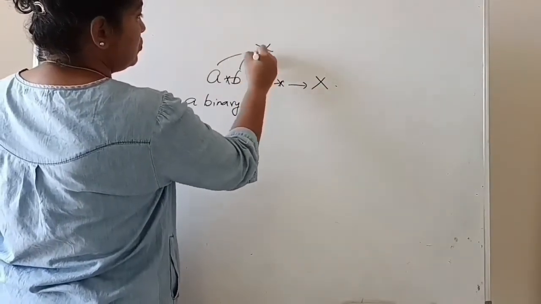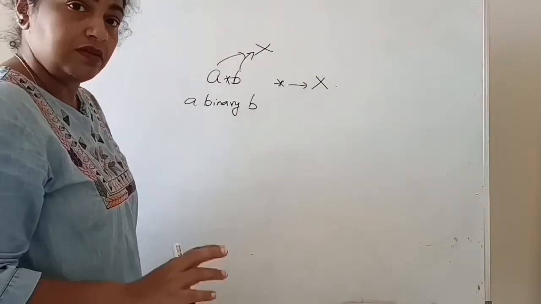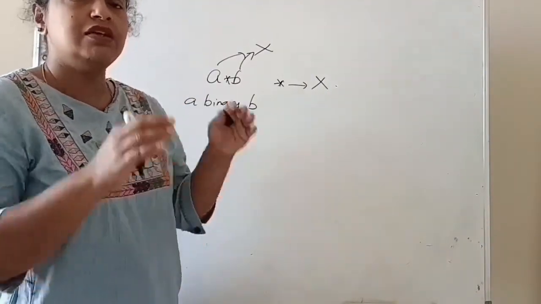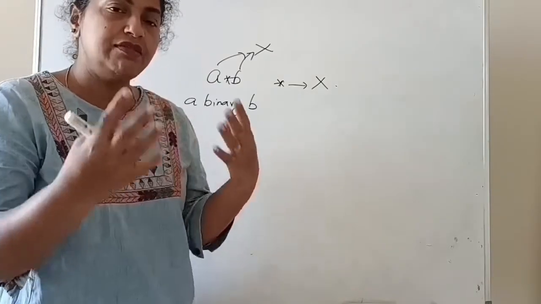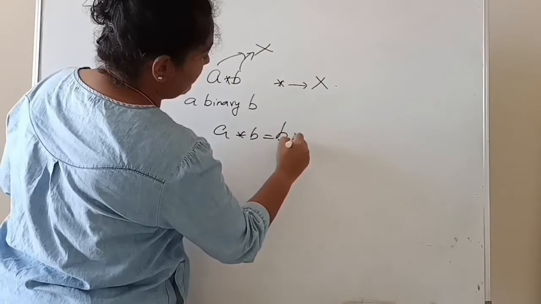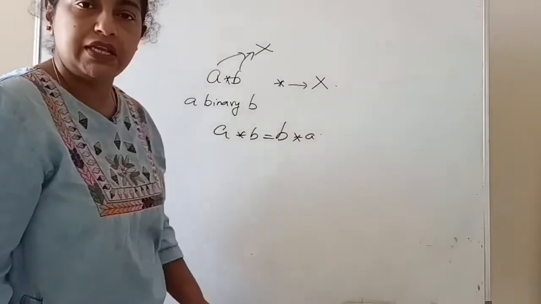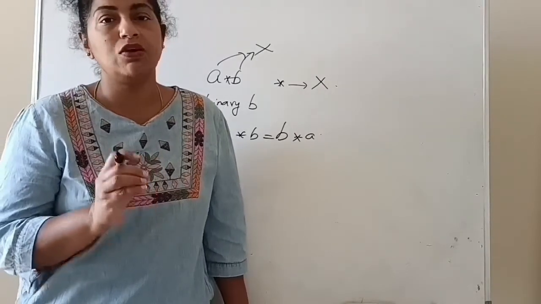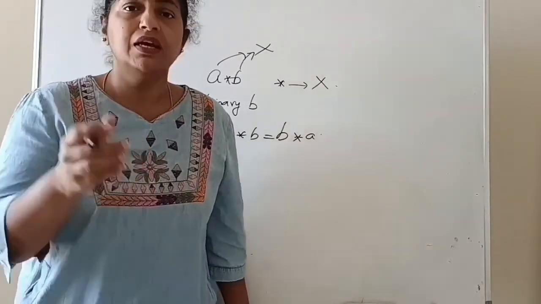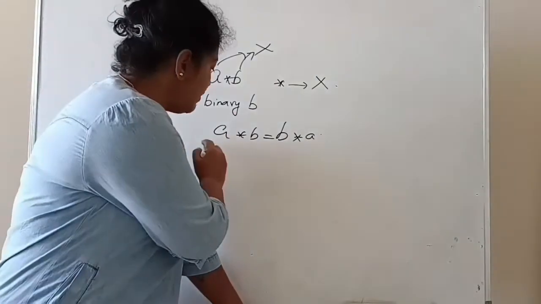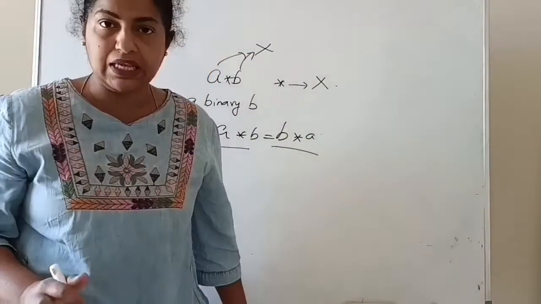A and B belong to this particular set X. So this binary operation is defined over a set X, and A binary B. This particular binary operation is said to be commutative if A binary B is always equal to B binary A. Like we say, A plus B should be equal to B plus A, A binary B should also be equal to B binary A. Now, depending upon how the binary operation is defined, we need to check if A binary B is equal to B binary A.